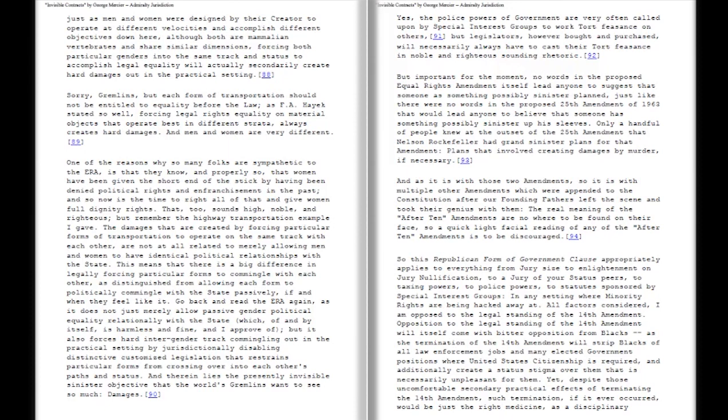Go back and read the ERA again, as it does not just merely allow passive gender political equality relationally with the state, which, of and by itself, is harmless and fine, and I approve of, but it also forces hard intergender track commingling out in the practical setting by jurisdictionally disabling distinctive customized legislation that restrains particular forms from crossing over into each other's paths and status. And therein lies the presently invisible, sinister objective that the world's gremlins want to see so much.